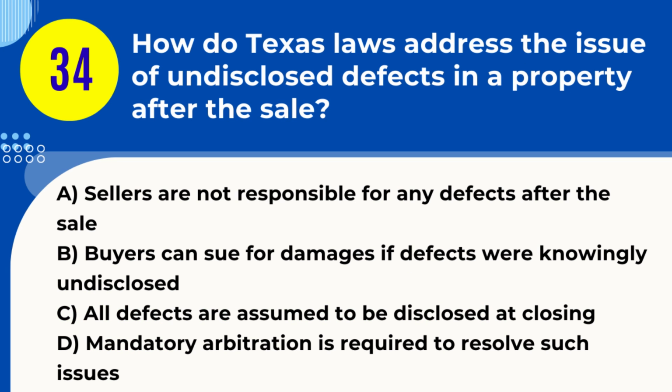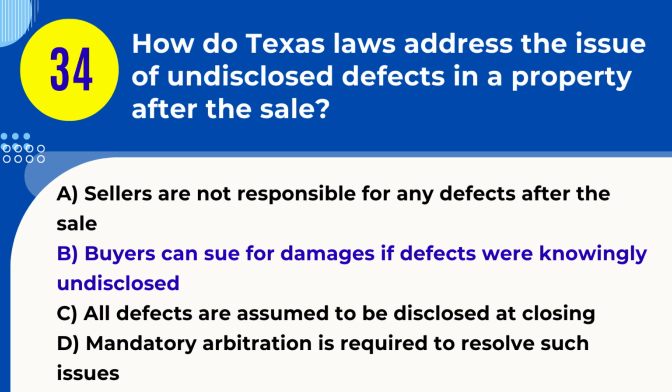Question 34. How do Texas laws address the issue of undisclosed defects in a property after the sale? A. Sellers are not responsible for any defects after the sale. B. Buyers can sue for damages if defects were knowingly undisclosed. C. All defects are assumed to be disclosed at closing. D. Mandatory arbitration is required to resolve such issues.